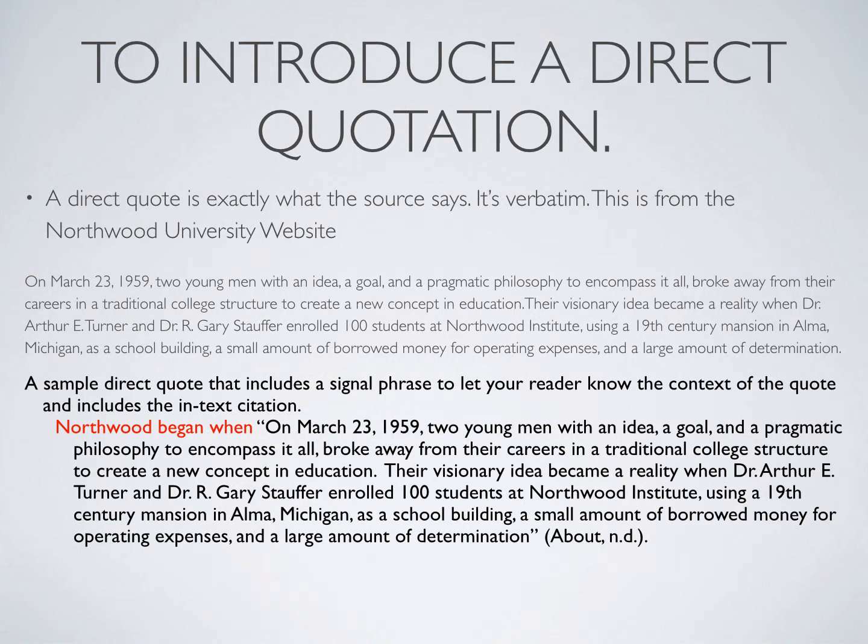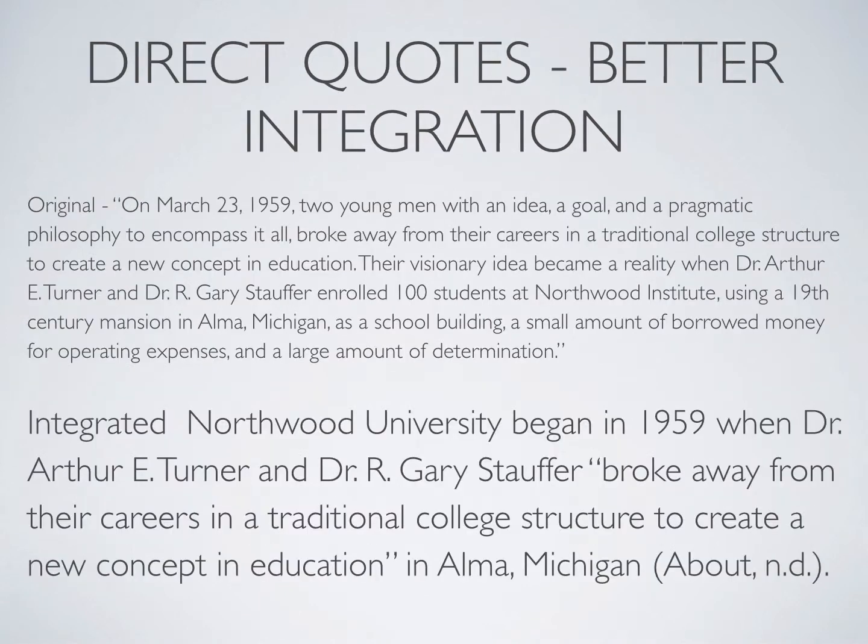So, if you were to quote that entire section, you might start, in fact, it'd be nice if you would, with a signal phrase to let your reader know the context of the quote. So, Northwood University began on March 23rd, 1959, blah, blah, blah, and then About, comma, no date, close parentheses, period. A direct quote is just that. It is absolutely the same words in the same order as the quotation.